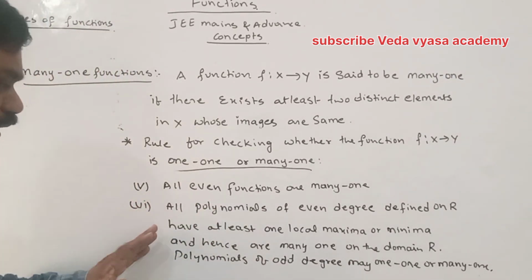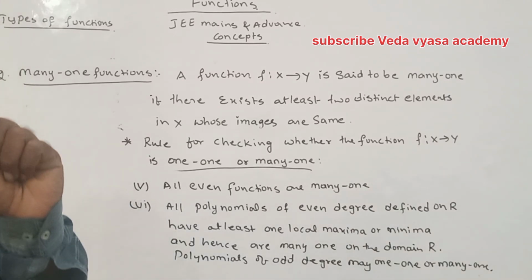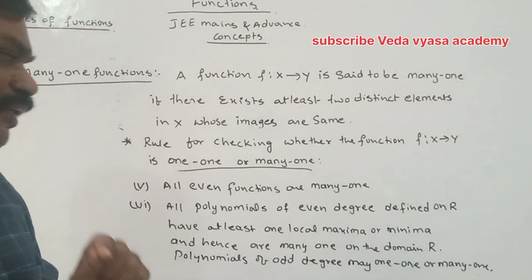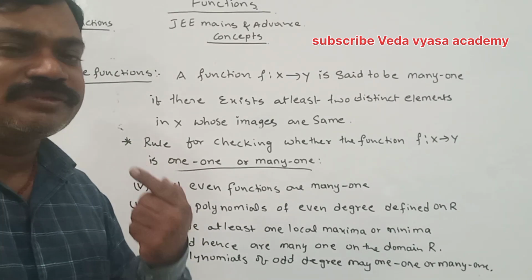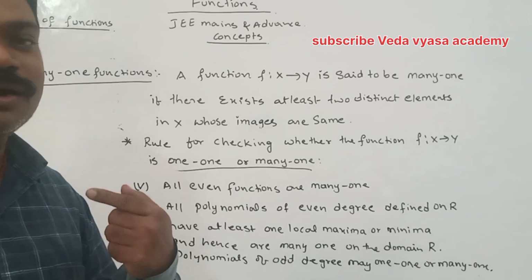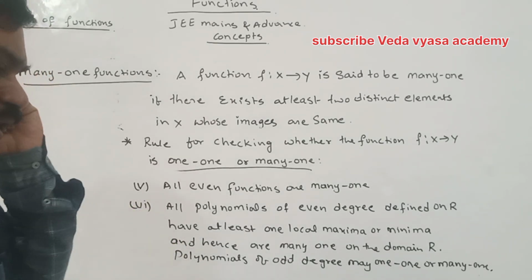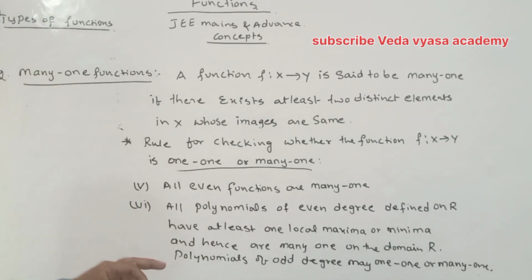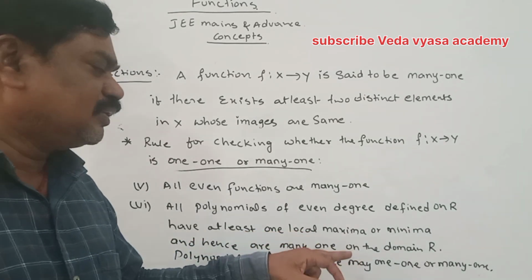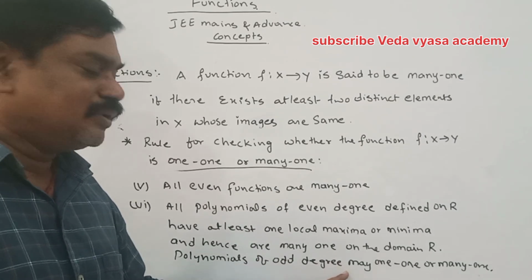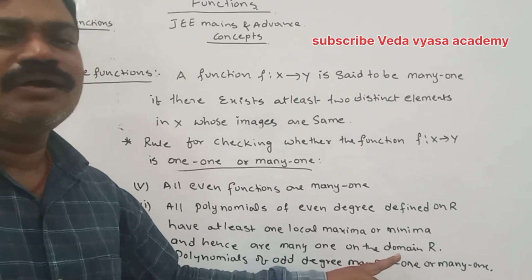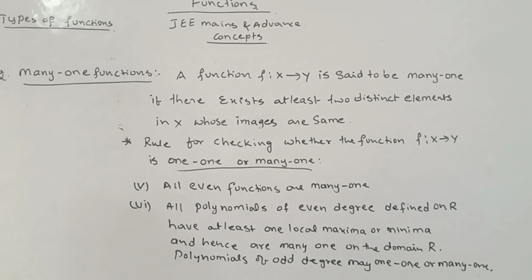So you observe here a polynomial having even degree defined on R. Then we say it has at least one maximum value or minimum value on domain R, and hence it is many one on the domain R. Polynomials of odd degree may be 1 1 function or many one function. Okay, all of you. This is the fifth condition and now the sixth condition.